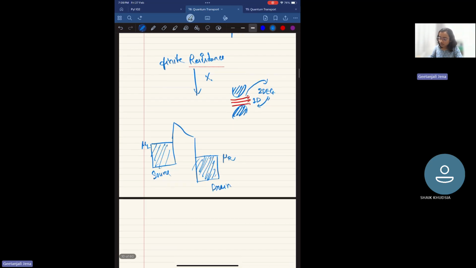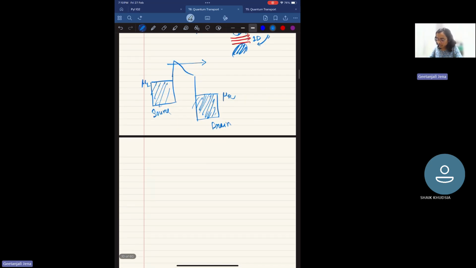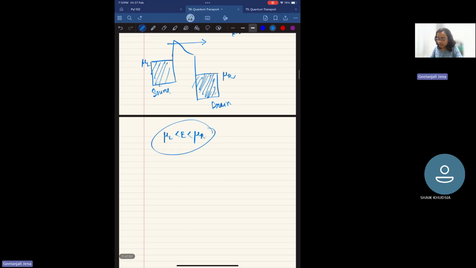Now, when the electron travels from this source to drain, we assume that there is no dissipation in energy in the channel. So for that case, let's say the energy is between mu L to mu R.